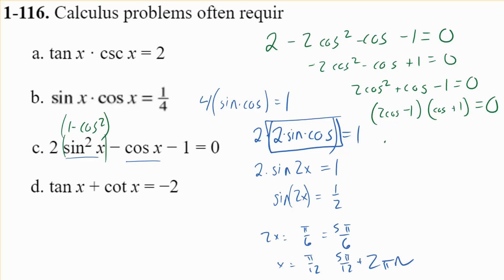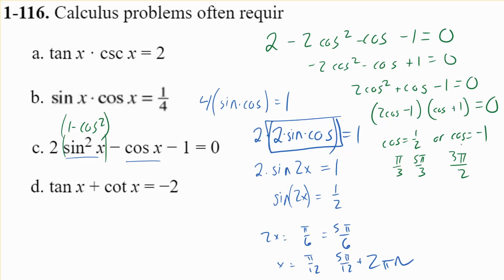So either cosine equals 1/2 or cosine equals -1. Cosine equals 1/2, add again pi over 3 and 5 pi over 3. And cosine equals -1 at 3 pi over 2. Big time solving problems there.